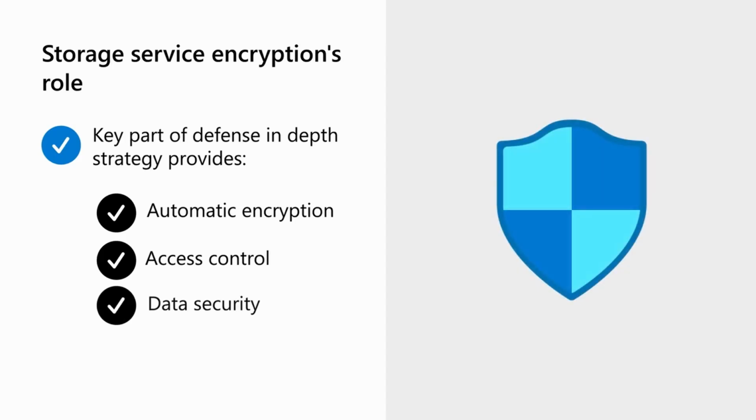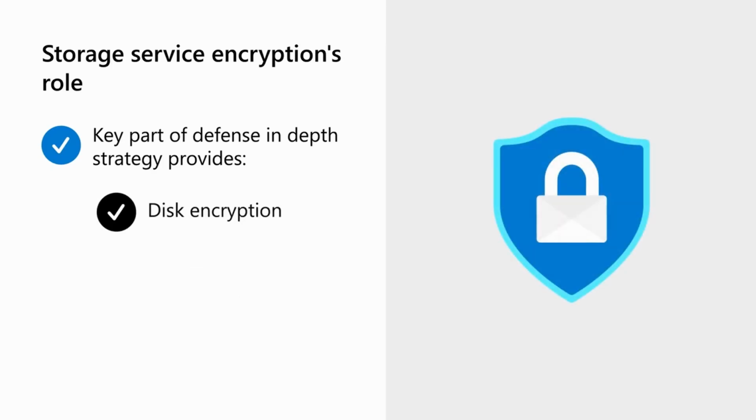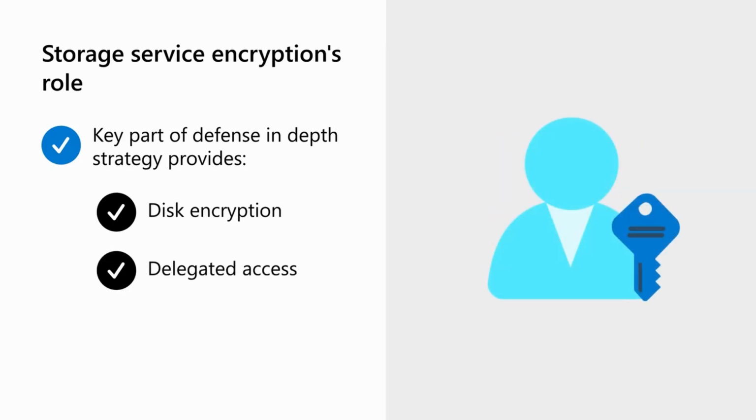Data security in transit: your data is protected when it moves between your application and Azure, using protocols like client-side encryption, HTTPS, or SMB 3.0. Disk encryption: you can also encrypt the OS and data disks used by Azure virtual machines through Azure Disk Encryption. Delegated access: access to your data in Azure Storage can be shared through a shared access signature.